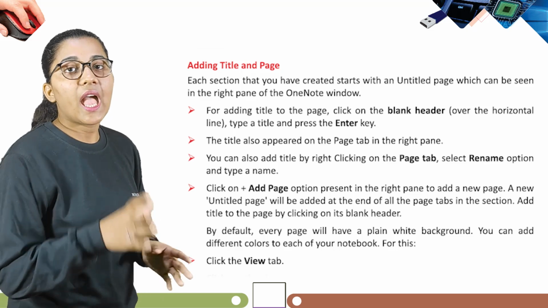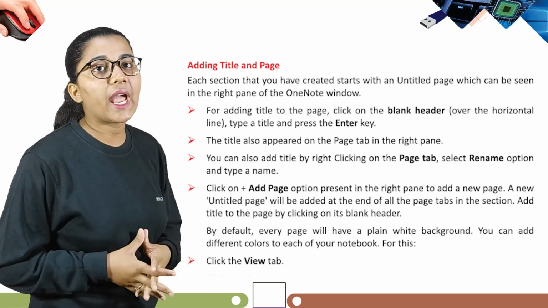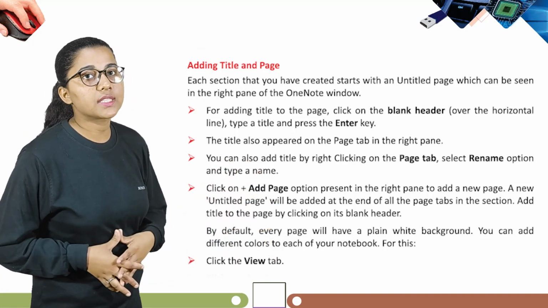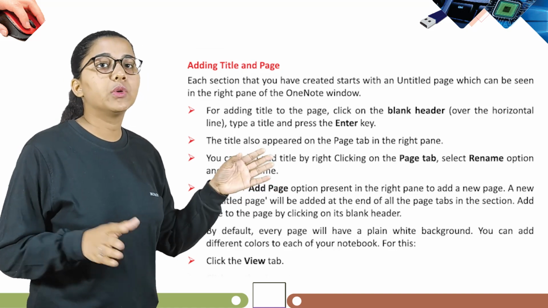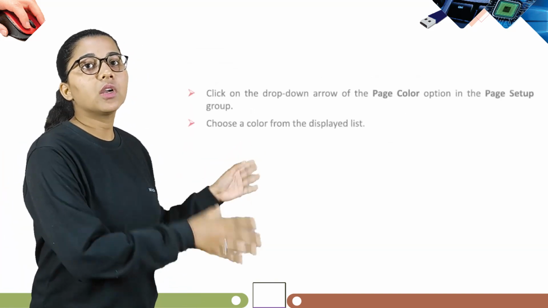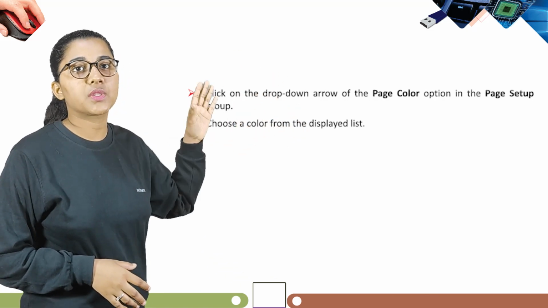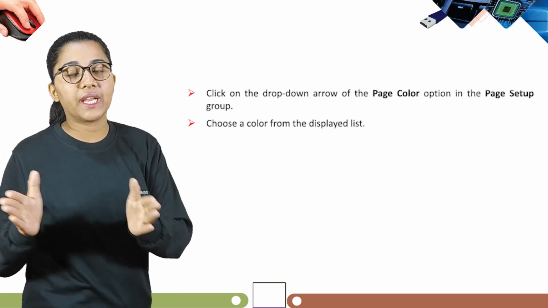By default, every page will have a plain white background. You can add different colors to each of your notebook pages. For this, you have to follow some steps. First we have to click the View tab. Then click on the drop down arrow of the page color option in the page setup group. Then choose a color from the displayed list.